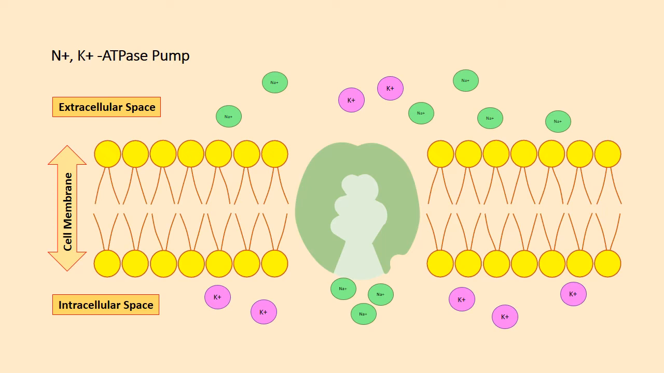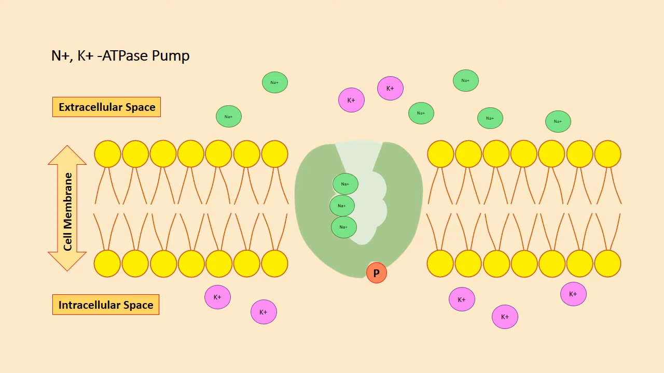The binding of three sodium ions to the pump triggers ATP hydrolysis. A phosphate group binds to the pump and causes phosphorylation and deformation of the pump. Sodium ions are then removed from the pump and released into the extracellular space. At this time, the pump has a binding affinity for potassium ions.